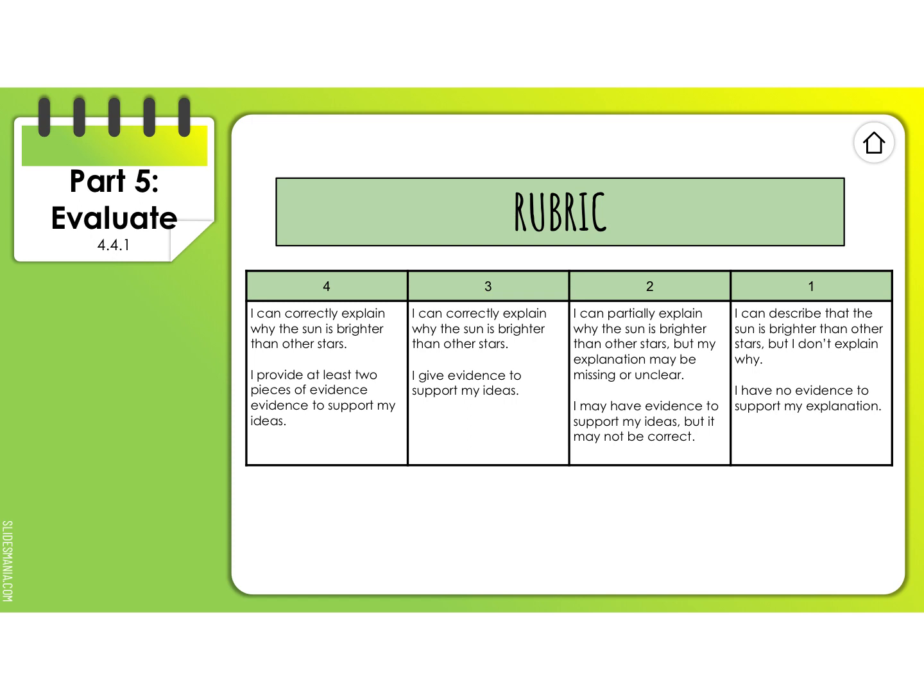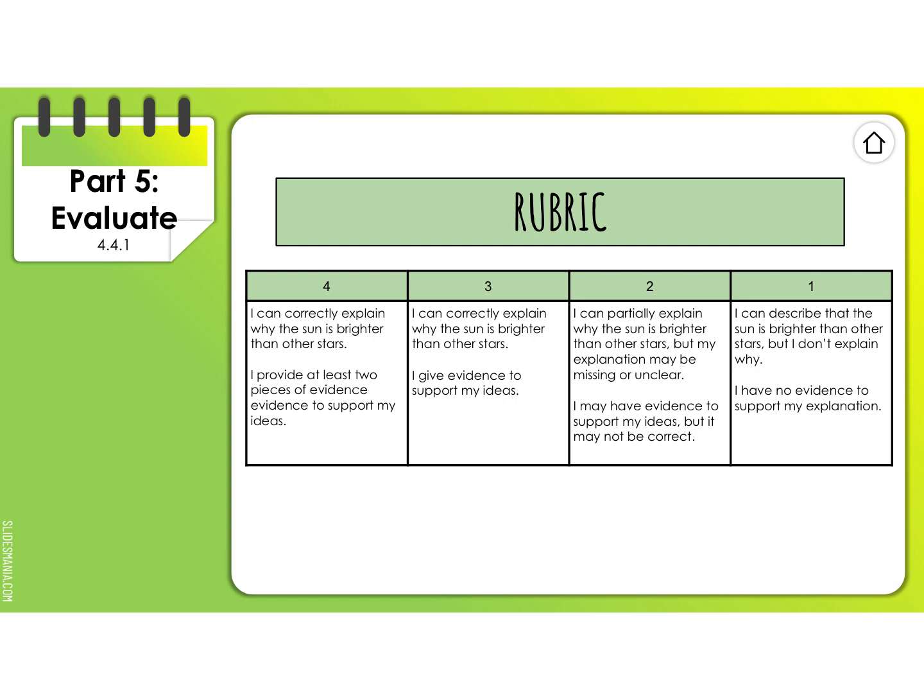So for a 4, I can correctly explain why the sun is brighter than other stars, and I provide at least 2 pieces of evidence to support my ideas. So think back to what you've learned. What are 2 things that are going to support you on that?